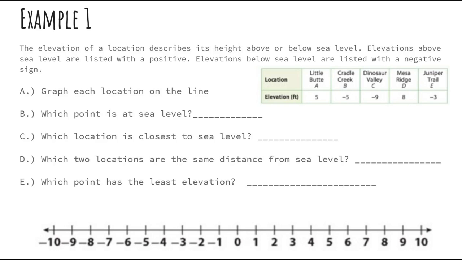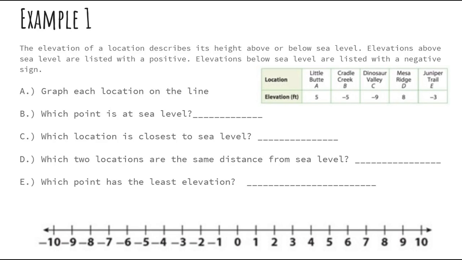So example 1 says, the elevation of a location describes its height above or below sea level. Elevations that are above sea level are listed with a positive sign. Elevations that are below sea level are listed with a negative sign. So we have our sea level, just the level of where the ocean is. Most of your land is above sea level, but there are some few areas that are below sea level. Okay, so the ones that are below sea level are going to be represented with a negative sign, whereas the ones that are above sea level are going to be represented with a positive number.